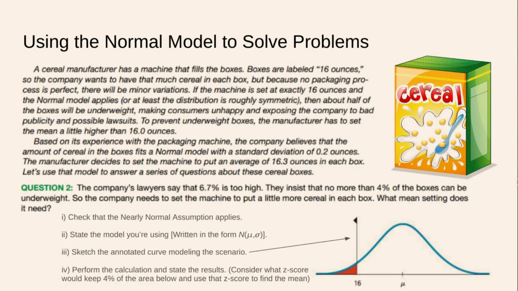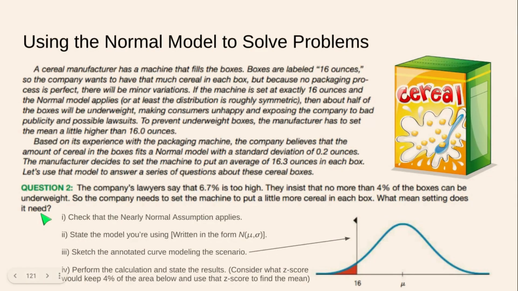Okay, so the next part of this problem will require a bit more ingenuity. Question 2. All these details are the same. The company's lawyers say that 6.7% is too high. Let me tell you, working for this company must be stressful. It's a cereal company, for goodness sakes. They insist that no more than 4% of the boxes can be underweight. Okay, we got standards here. So the company needs to set the machine to put a little more cereal in each box. What mean setting does it need?